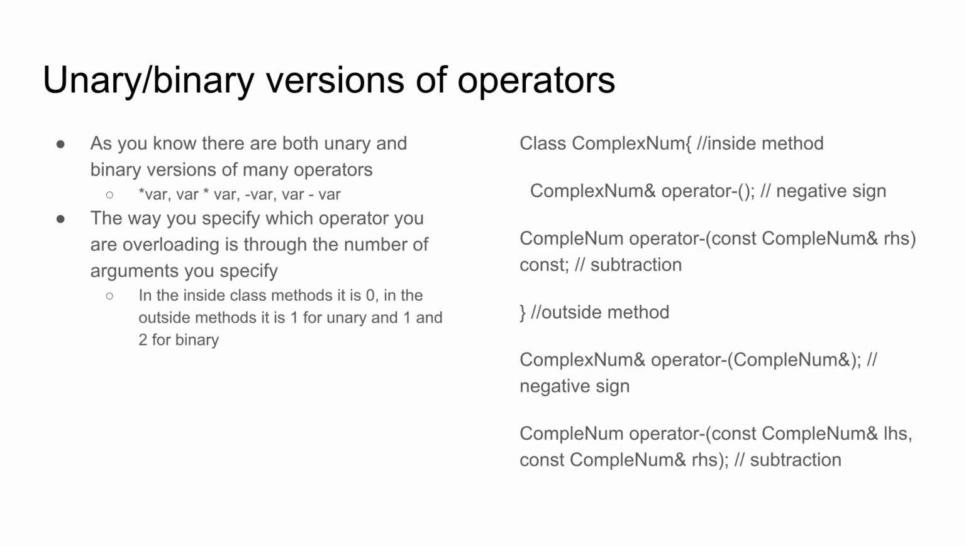So if you want to specify the unary versus the binary versions of some of the operators, like star has a unary and a binary version. There's star var, or var times some other var, or minus var, negative var, or some variable minus some other variable. The way that you do this is by specifying how many arguments the function takes. If it accepts 0, it's going to be the unary form. If it accepts 2, it's going to be the binary form. Or if it accepts 1, it's going to be the binary form if defined inside. If it's outside the class, 1 is unary, 2 is binary.